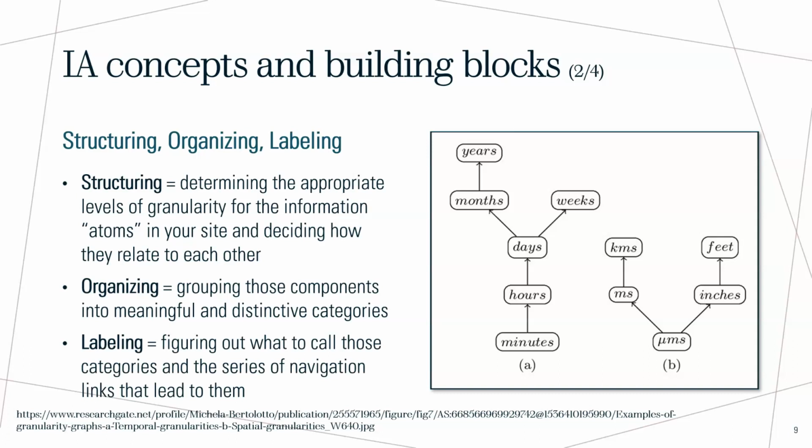Labeling. You need to figure out what to call categories. You need to figure out what to call the series of navigation links. Say your user wants to find out about time. Okay, great, the timeline for this, whatever the subject is. Let's call the category "time when stuff happened." Well, that's not necessarily bad, not necessarily great.